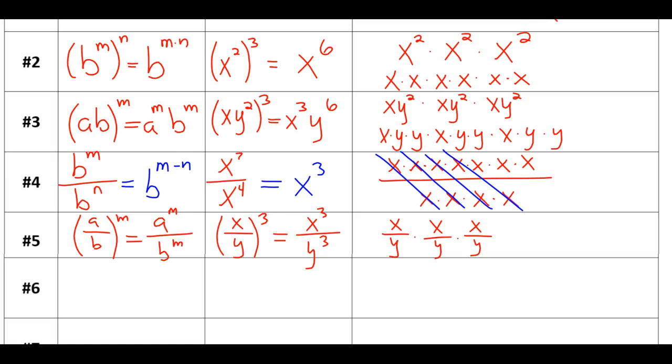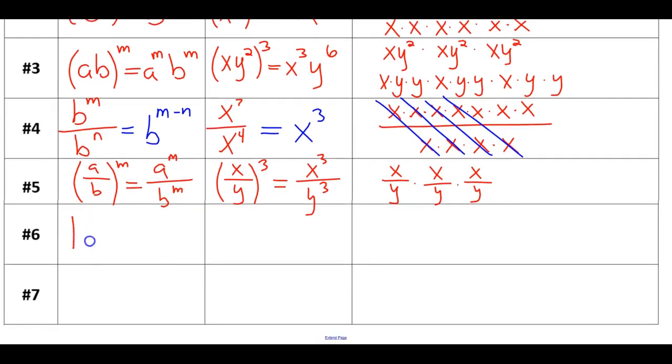And number 6 is really easy. Some base to the 0th power. Do you remember this one? Put it in your calculator if you're not sure. Do 5 to the 0 power, 10 to the 0 power, negative 3 to the 0 power. What'd you get? It's 1.